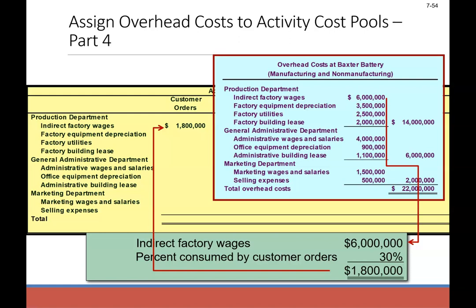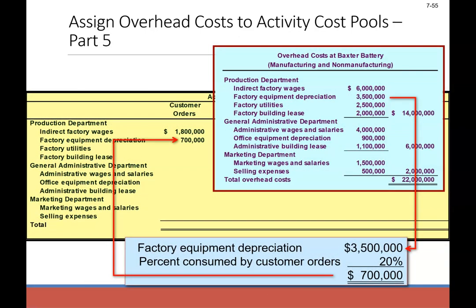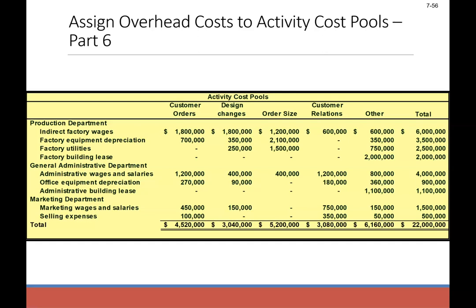So when we look at indirect factory wages and we saw a certain percent was assigned to customer orders, we then have to take that full 6 million, take that percent that were assigned just to customer orders, and earmark the customer orders at 1.8 million. We're going to do this across the board at each of these activities. For factory equipment depreciation regarding customer orders, we have to assign 20% because that's what was given to us. So you see, all of those costs get assigned to each of these cost pools. Okay, so the expenses related to customer orders is $4,520,000. Related to design changes, $3,040,000. Order size, $5,200,000, and on and on.